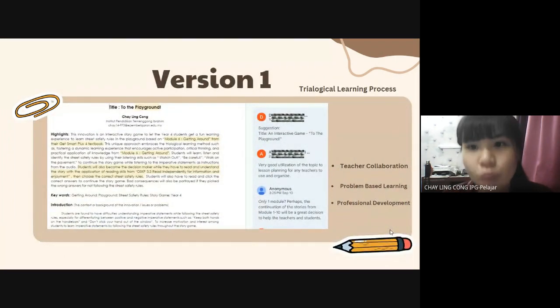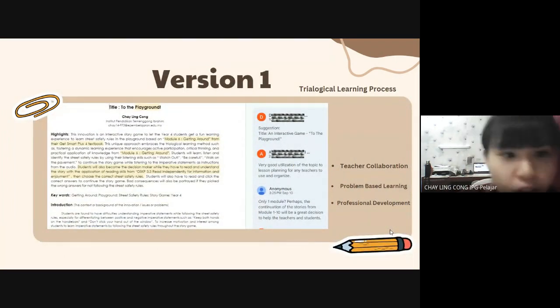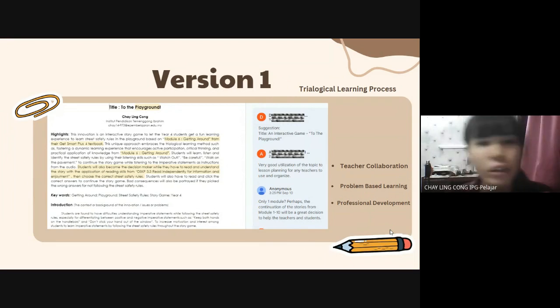For my version 1, the trialogical learning process that I've made is actually the playground. I only focus on one module, which is module 6, Getting Around, from the Get Smart Plus 4 textbook. The students become the decision makers and have to read and understand by applying DSKP 3.3, read independently for information and enjoyment, to choose the correct street safety rules.